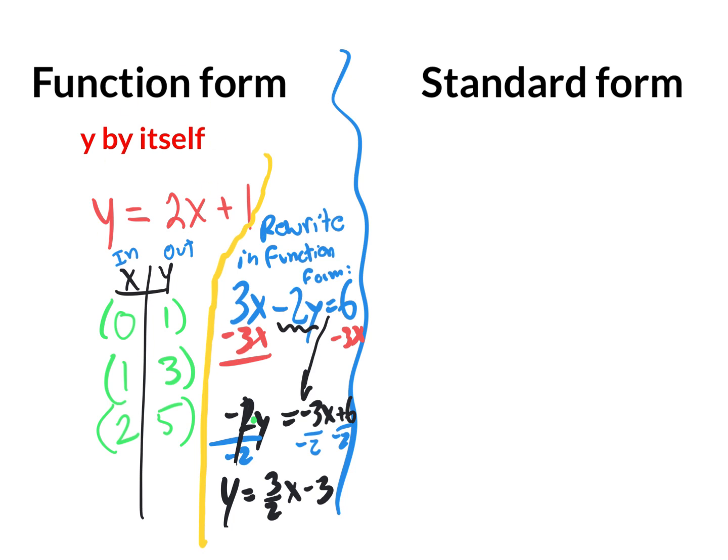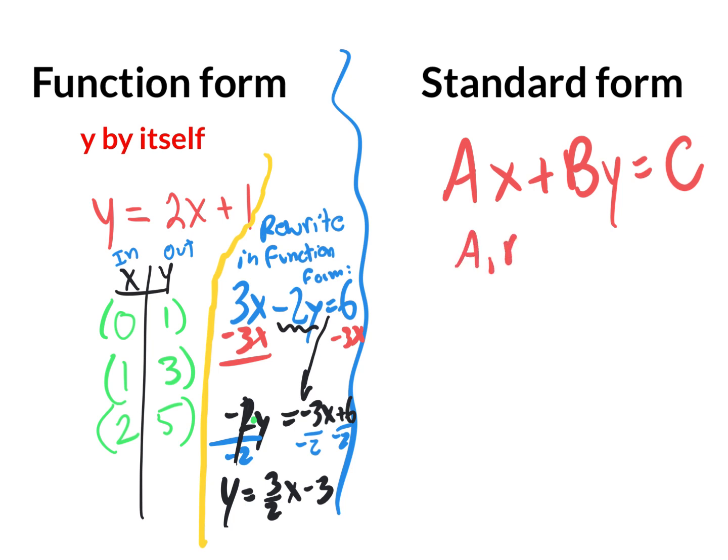What is standard form? Standard form is when you have AX plus BY equals C, okay? AX plus BY equals C. And you also need to remember that A, B, and C are just numbers, just integers. Now, what are integers again? They're just numbers that are either positive or negative, no fractions, no decimals, right? That's what we like in standard form. A is a number, B is a number, C is a number.